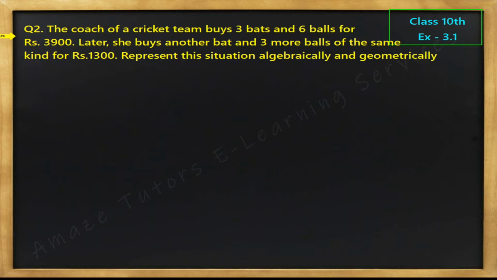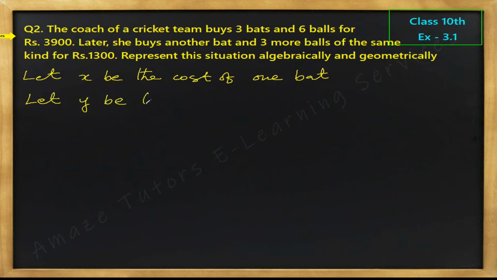Very similar to the first one. Let's look at the first part. We will represent this situation algebraically. For that, I am considering the cost of one bat. Let x be the cost of one bat. In the same manner, let y be the cost of one ball.